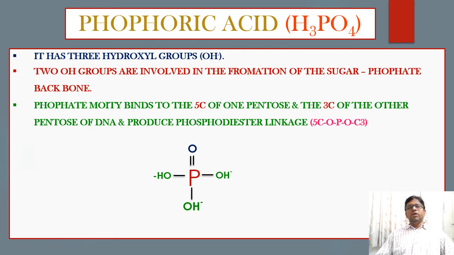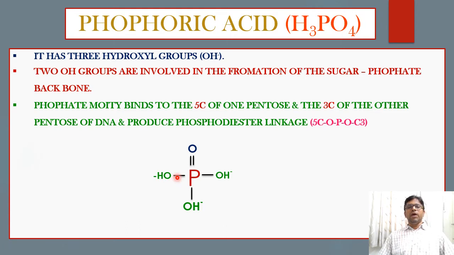Let us come to phosphoric acid, one of the components of nucleic acid. The chemical formula is H3PO4. Phosphoric acid contains 3 hydrogen atoms, 4 oxygen atoms, and 1 phosphorus atom. Phosphorus is pentavalent and it can form 5 bonds with other molecules. Here you can see in the picture, this is the phosphorus atom, and here you can see 5 bonds: 1, 2, 3, 4, 5.